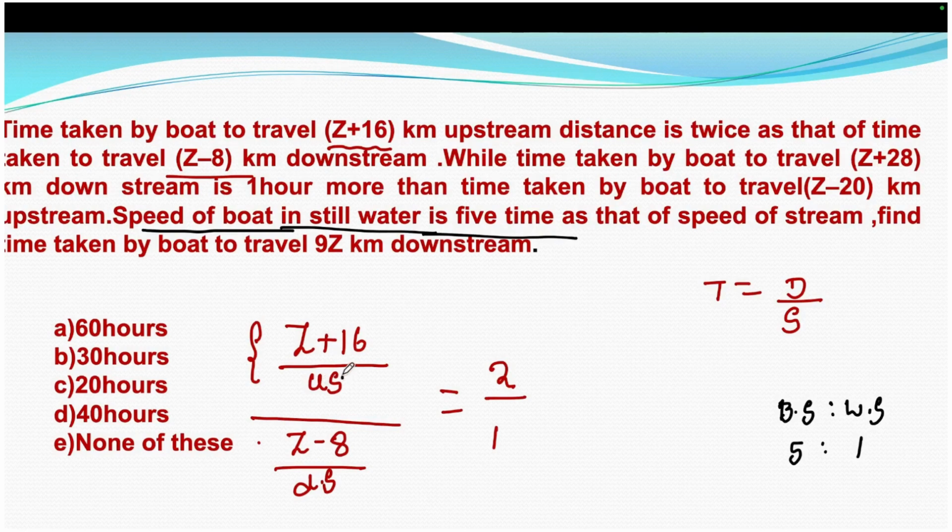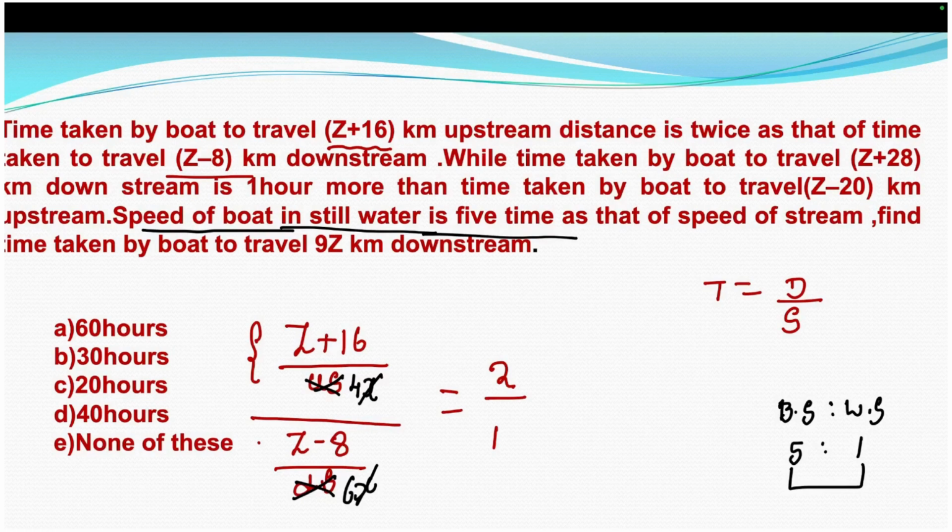So here, if I substitute, I need the upstream speed. Upstream speed means boat speed minus water speed. We know how to find it. That will be the upstream speed. Downstream speed is boat speed plus water speed. Here 5 minus 1 is 4x. Anyway, the x will get cancelled, you need not write it, otherwise you can write it, no problem. 5 plus 1 is 6x. Directly I can cancel x, no need to write, otherwise you can write also.